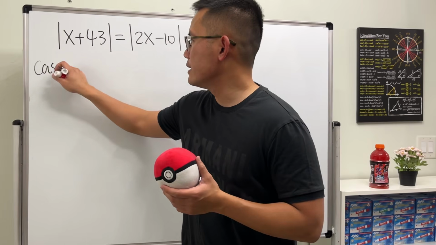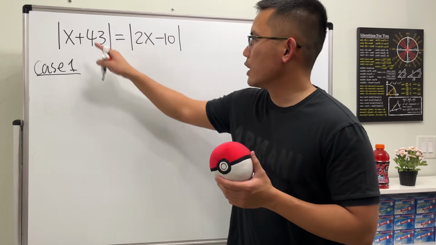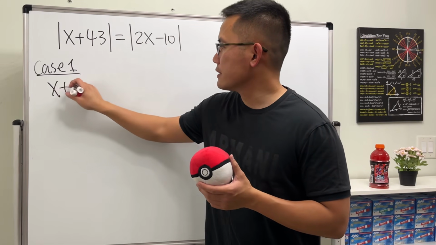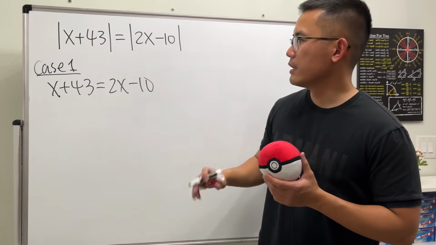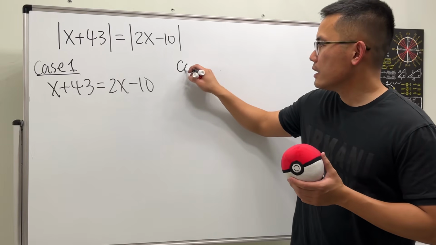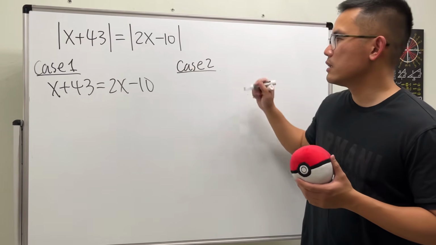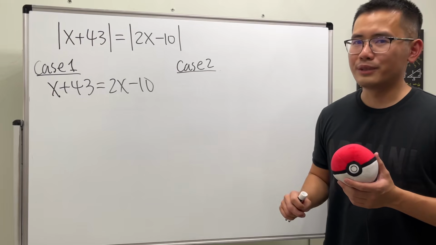So I will just write this right here, it's case 1. So we'll just have x plus 43 equal to 2x minus 10. That's good. And then we will also have to consider case 2. And yeah, there are only 2 cases.